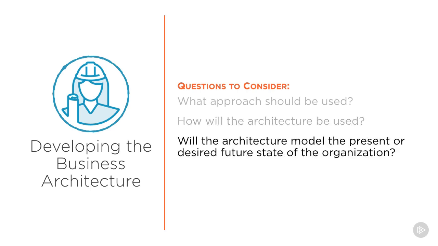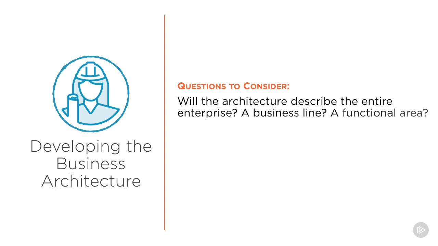Third, will the architecture model the present or the desired future state of the organization? It's entirely possible you may want to build both, in which case starting with the present version is normally easiest. However, if you're trying to create something wholly new, if you're trying to revolutionize a portion of your business, then in that case, you may want to start with that future state and then work backwards to better understand how the organization can adapt to that new model moving forward. Whether the architecture will describe the entire enterprise, a business line, or a functional area is one of those questions that should be answered, just as we spoke about.